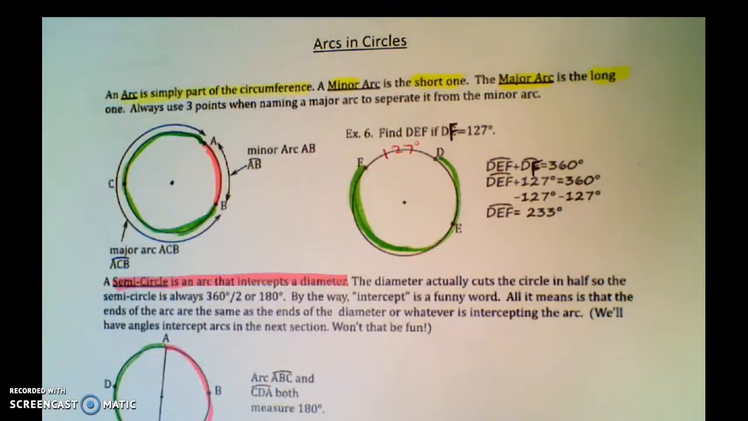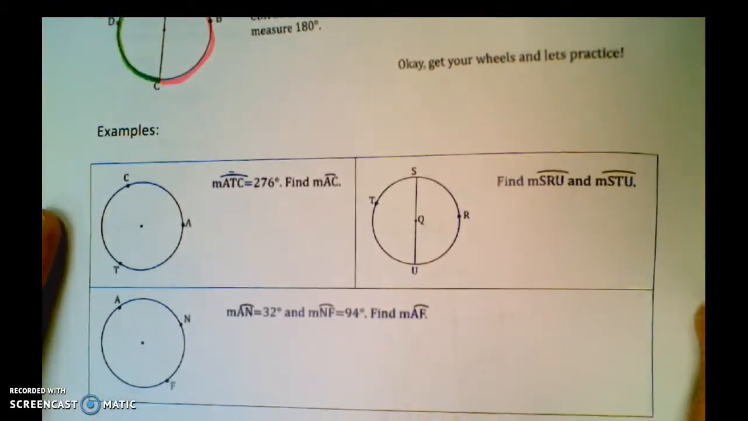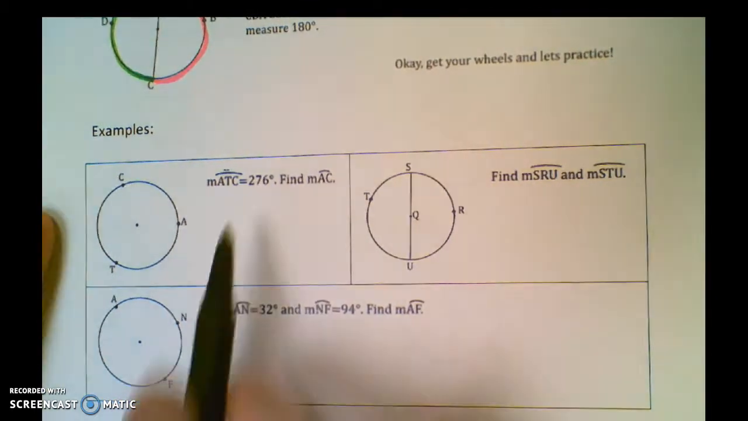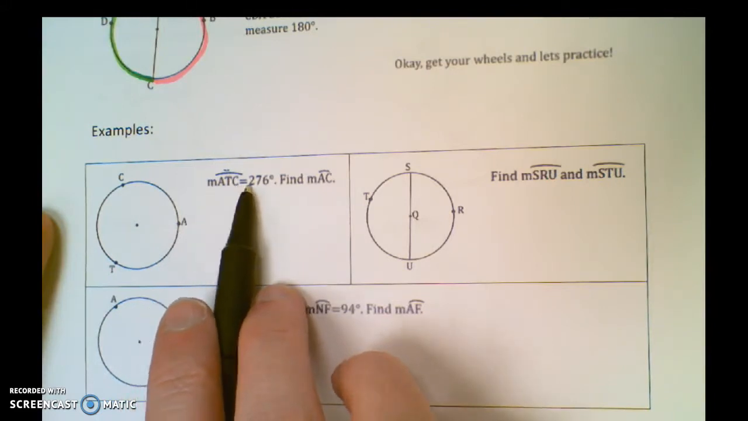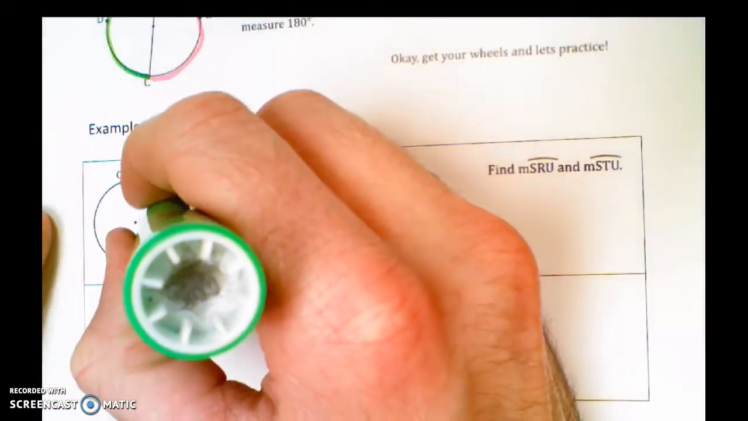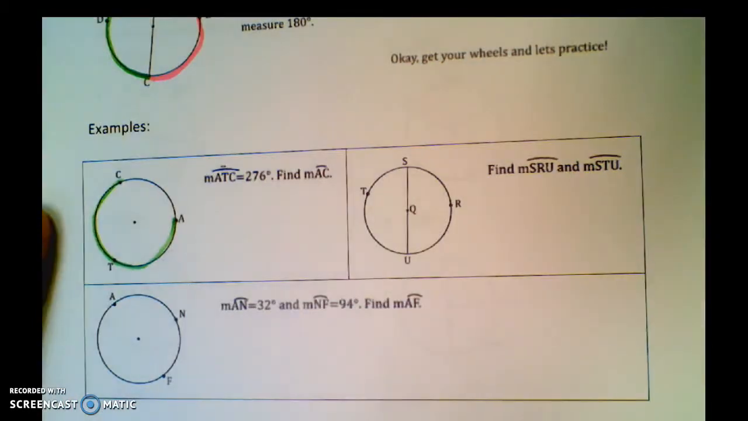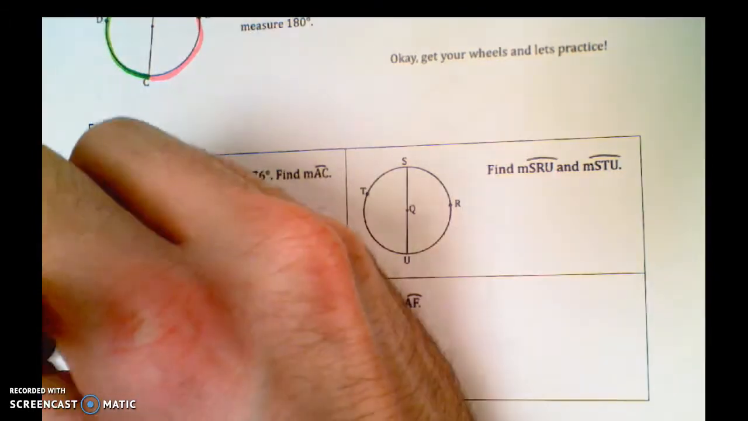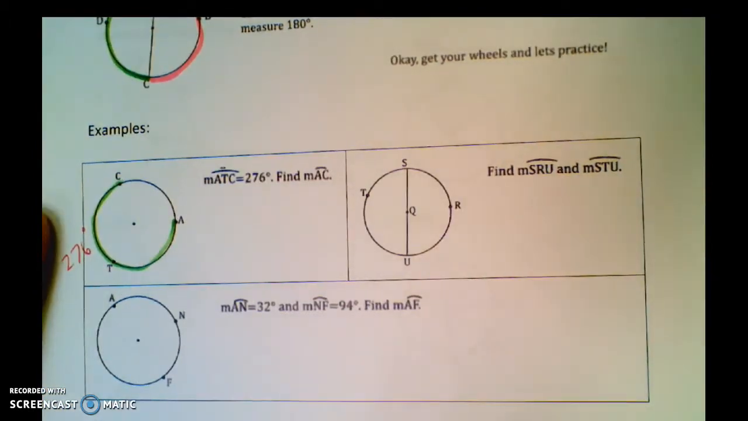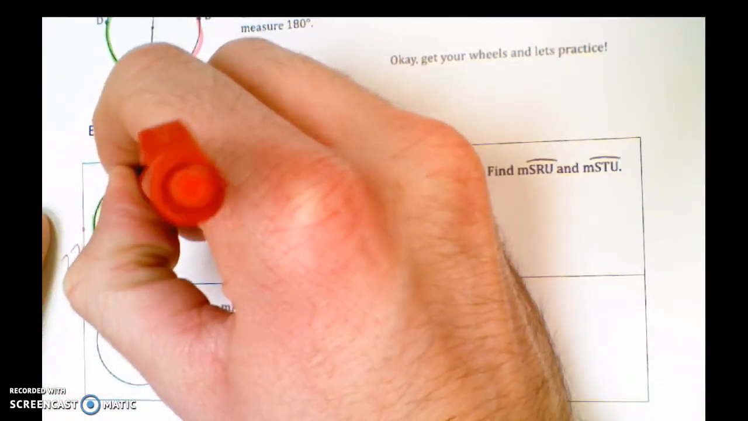So on the bottom, there's 3 questions, and on the back, there's 3 problems for you to work on. I'm going to go through these ones with you, and you can try the rest on the back. So in this problem, it's saying the measurement of ATC is 276 degrees. From A to T to C is 276 degrees. Sometimes it helps to highlight and label what's given to you. They want you to find from A to C. So this is the part that they're looking for.